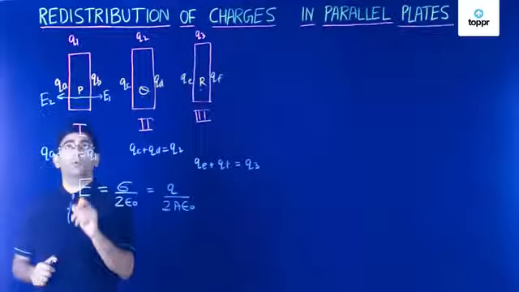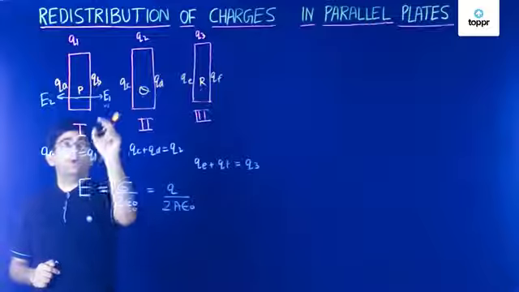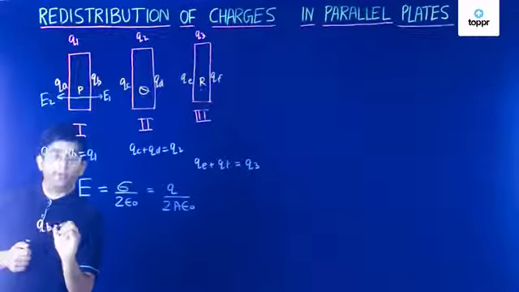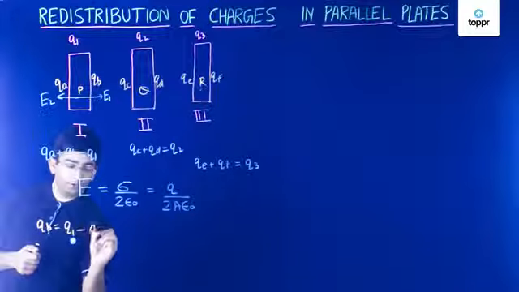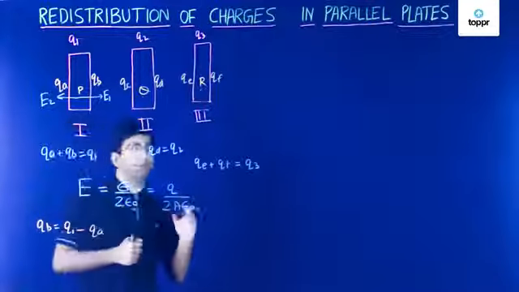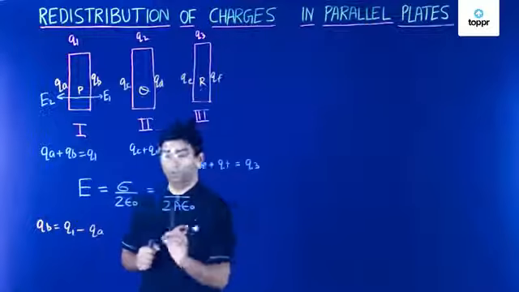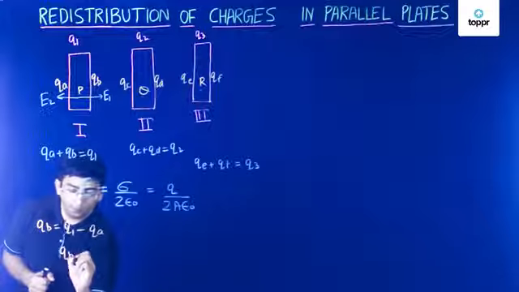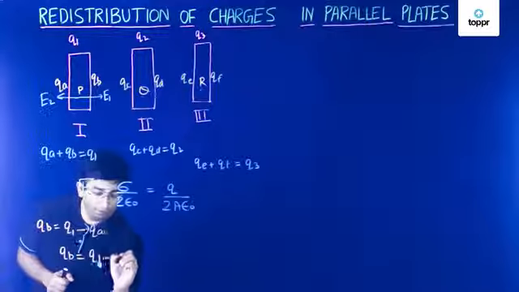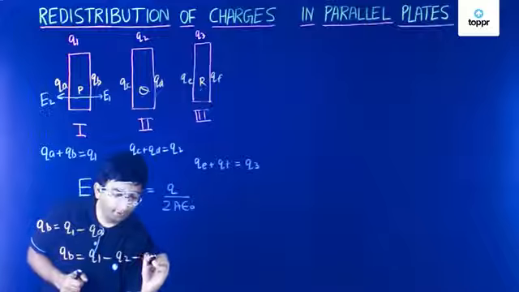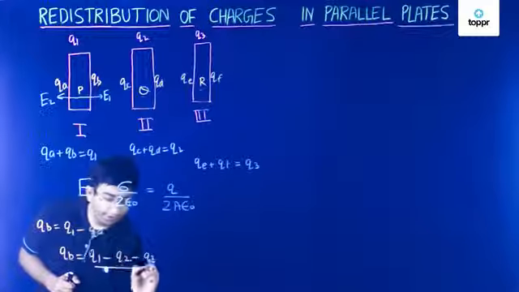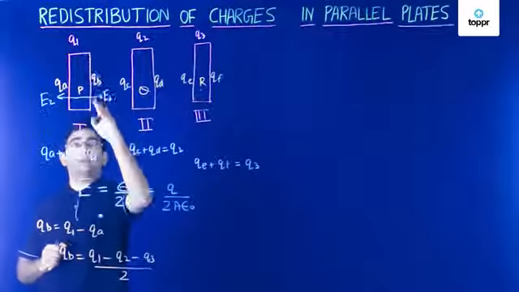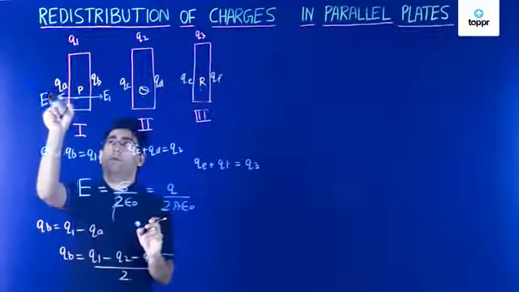So we already found out the expression for QA. So we can find out QB by this equation. QB can be written as Q1 minus QA, where QA is Q1 plus Q2 plus Q3 divided by 2. So if I substitute that term over here, we will get the expression of QB as Q1 minus Q2 minus Q3 divided by 2. So this is the value of the charge on this surface of the plate number 1 after finding out QA.